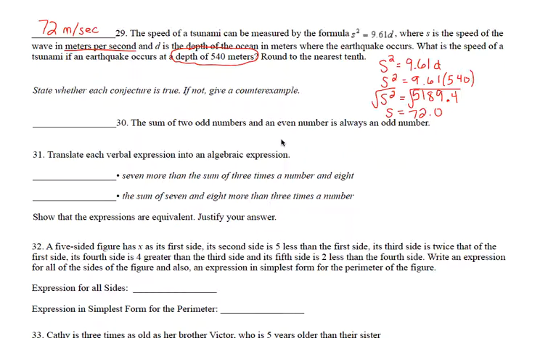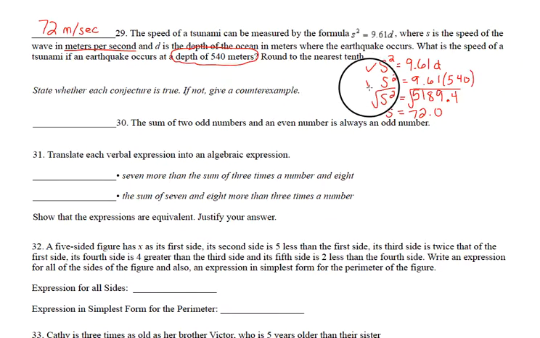The s is the speed of the wave in meters per second, and d is the depth of the ocean in meters where the earthquake occurs. What is the speed of the tsunami if an earthquake occurs at the depth of 540 meters, round to the nearest tenth? When doing any sort of problem that gives you a formula, always start by writing the formula.